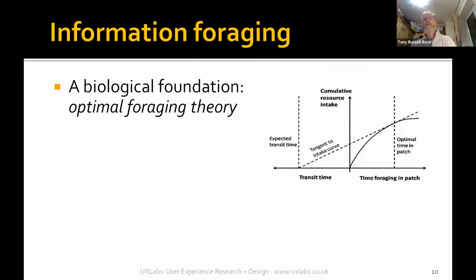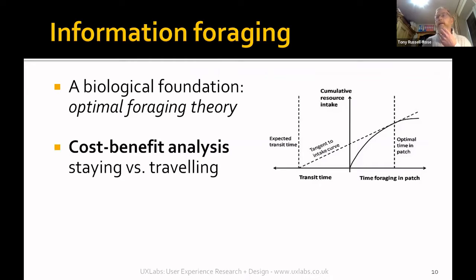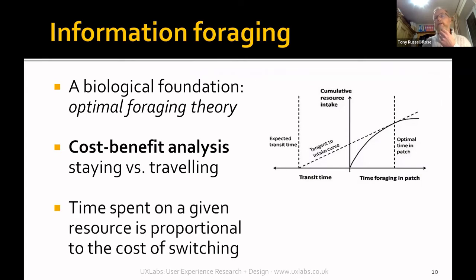And it's also remarkably useful for understanding information foraging, because it's the same notion: a user arrives at a certain point or at a certain resource, and then will consume the information available at that resource. And the amount of time that they stay is basically a cost-benefit analysis between staying and traveling, and the amount of time they stay is proportional to the transit time. So at one extreme, you might think about e-commerce sites, where essentially a competitor is just a click away.